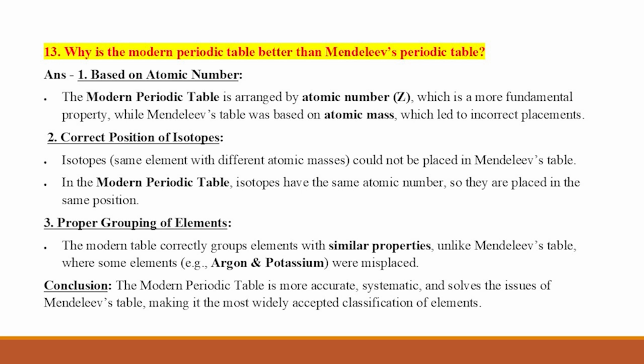3. Proper grouping of elements. The modern table correctly groups elements with similar properties, unlike Mendeleev's table, where some elements, for example argon and potassium, were misplaced. Conclusion: the modern periodic table is more accurate, systematic, and solves the issues of Mendeleev's table, making it the most widely accepted classification of elements.